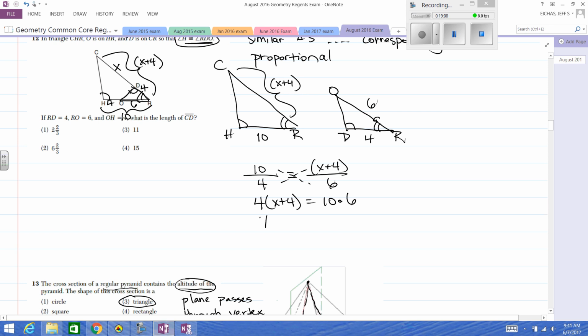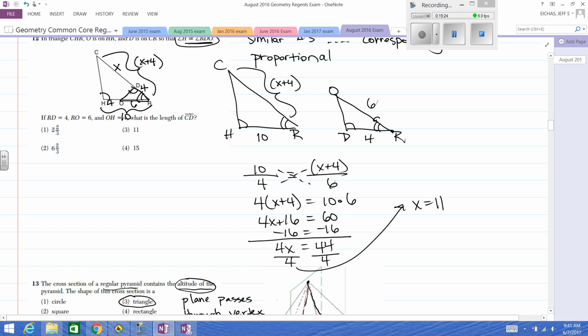And let's see, 4x plus 16. Of course, there's probably better algebraic ways of doing this, but we'll just go this way. And divide by 4. So x is 11. Now, be careful. Is that actually what they wanted? They wanted CD. All right, x was CD, so we do have 11. And that's it for this session.